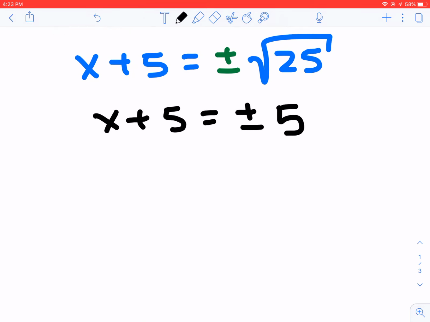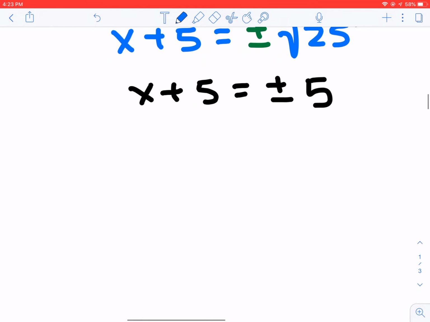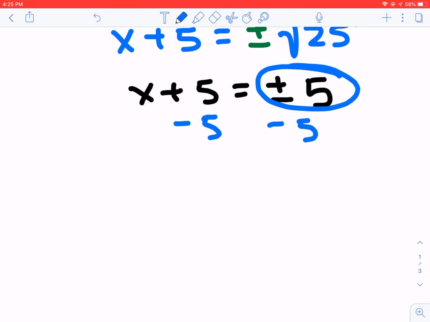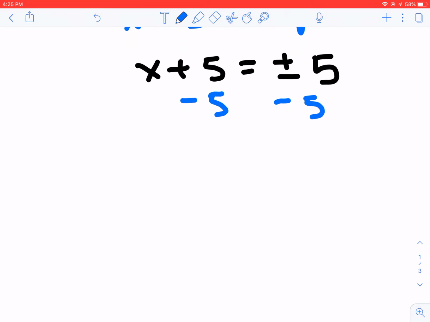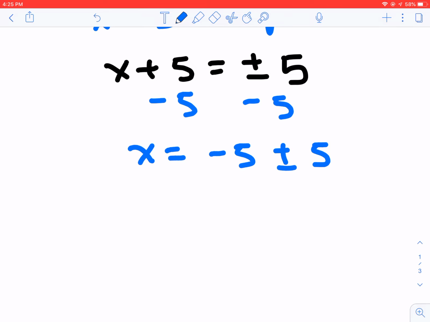Now I'm going to subtract 5 from both sides. So I'm going to minus 5 and minus 5. Don't try to add these two things together, because that's not just a 5, that's a plus or minus 5. So the way I'm going to write my answer for now is x equals negative 5 plus or minus 5. I just moved the negative 5 in front. Or you can also write plus or minus 5 minus 5. It doesn't matter.